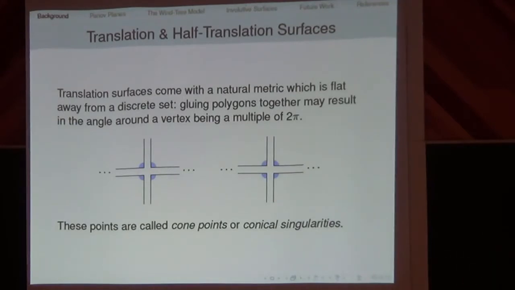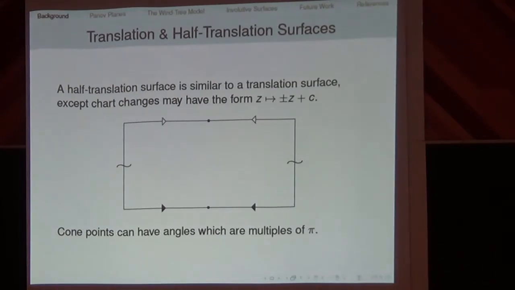This discrete set of special points comes from gluing vertices of these polygons together in such a way that the angle around one of these points after you do the gluings is greater than 2 pi. And in the case of translation surfaces, that cone angle will always be an integer multiple of 2 pi. A half translation surface is a generalization of a translation surface. It's defined in the same sort of way, except your chart changes can be composed with negations. So when your translations can be composed with negations like this, your cone angles can now be multiples of pi instead of 2 pi.